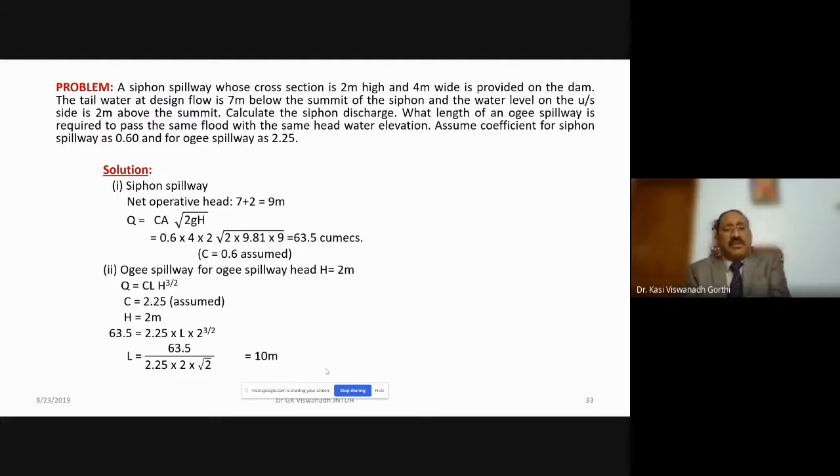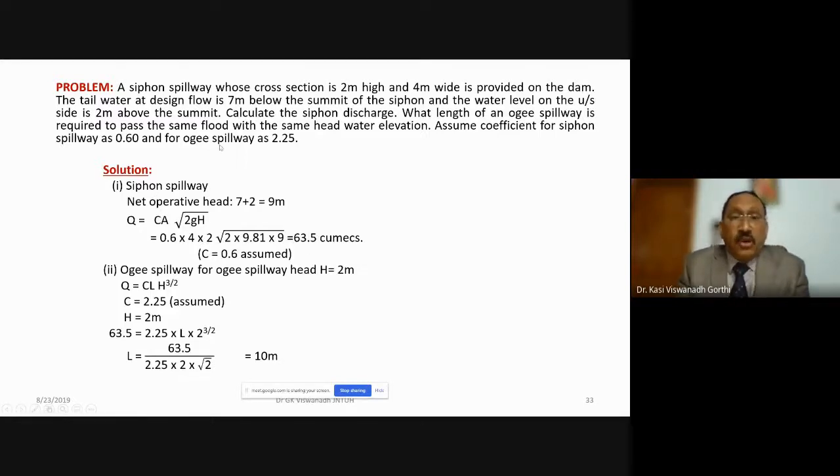You have a siphon spillway, so the operating head would be measured from 7 meters below the summit. So the tailwater at design flow is 7 meters below the summit. The upstream level is 2 meters above the summit, so 7 plus 2, 9 meters. And Q will be equal to CA√(2gH): 0.6 multiplied by A, which is 4 into 2, into √(2g × 9). So you have about 63 cubic meters per second of discharge flowing through the siphon spillway.